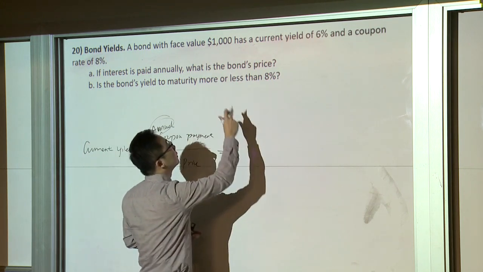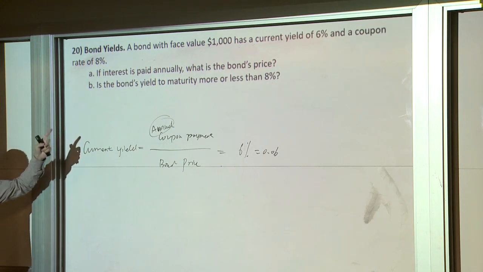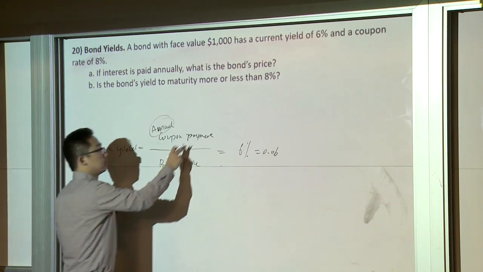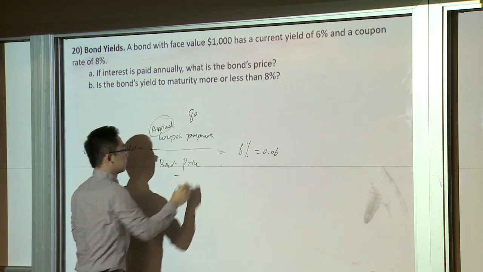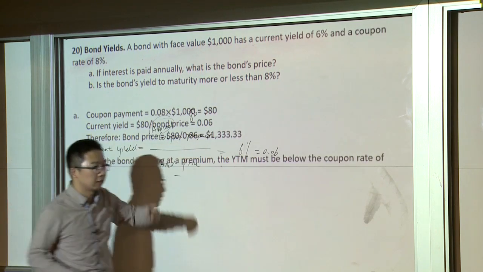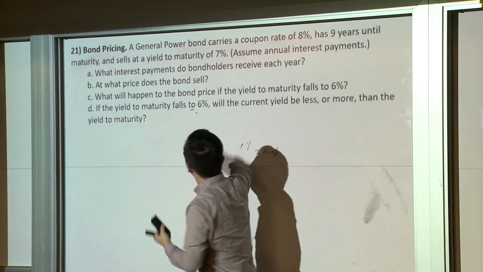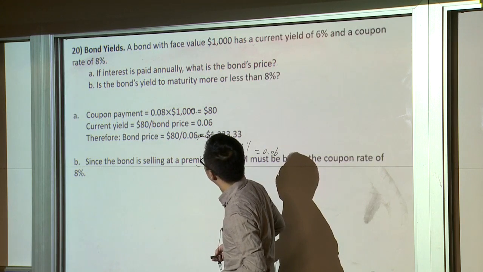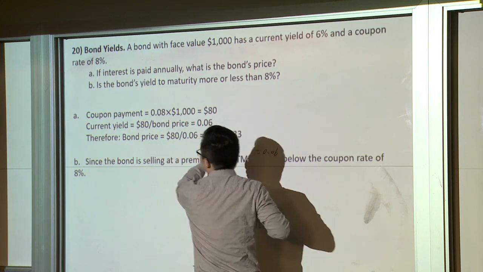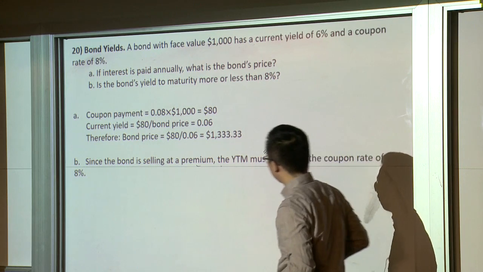Now we know the current yield is 6%, 0.06, and the coupon rate is 8%. So coupon rate of 8% means the annual coupon is how much? $80. So the annual coupon payment is $80. And current yield is the annual coupon, $80, divided by the bond price. It is equal to 6%. So the bond price should be equal to $80 divided by the current yield, 6%, right? $1,333.33.